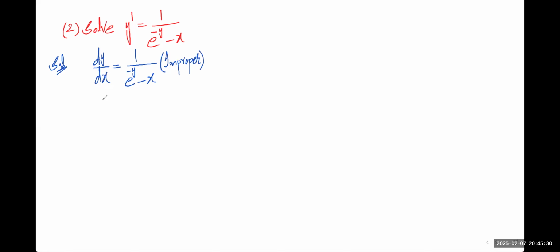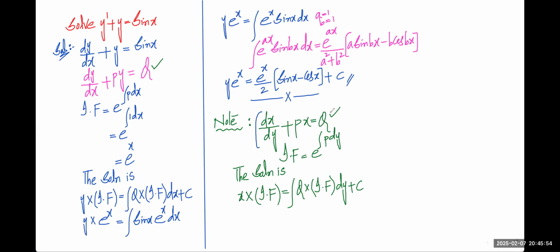So we convert the improper fraction to a proper fraction by taking its reciprocal. If you take the reciprocal on both sides, you may get it. dx by dy is equal to the reciprocal of this, which is e to the power of minus y minus x. Correct? Is that clear? See, automatically the question comes into this form. I am not doing anything.